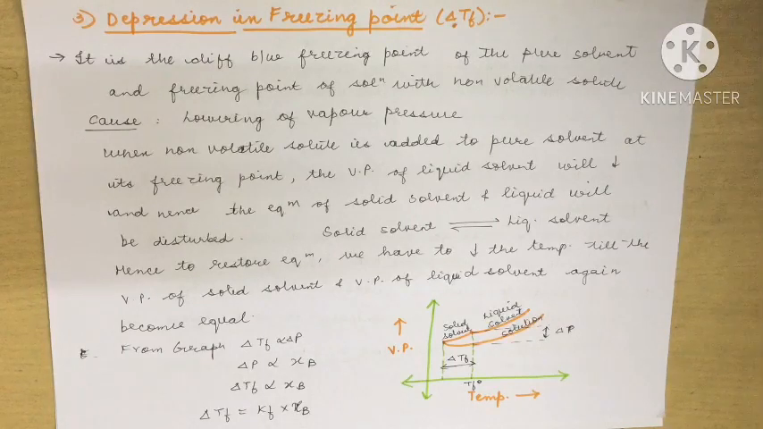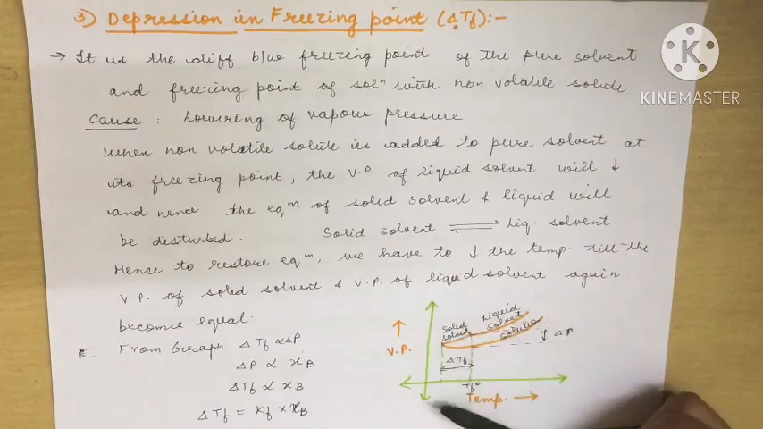Now again, to attain equilibrium, what will the solution do? It will tend to decrease its freezing point, and again the equilibrium between the solid solvent and the liquid solvent will be attained, and we can say that again there will be the equilibrium. But what has happened? The freezing point has decreased.